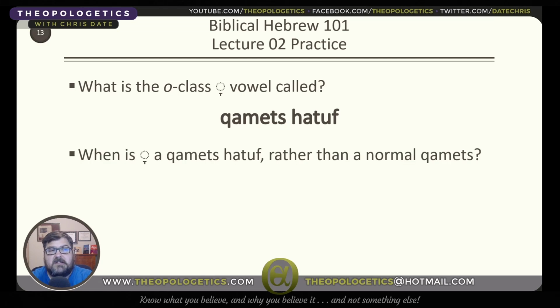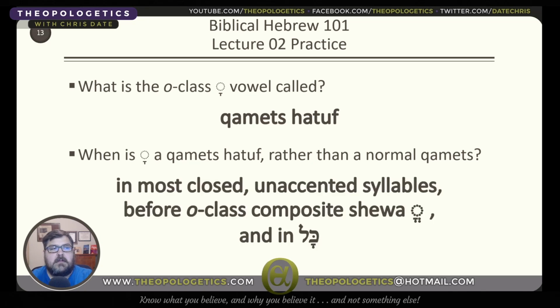When is this vowel sign, this nikuda, a kametz chatuf rather than a normal kametz? Another way of asking this question is, how do you determine when you see this particular marking whether it's the kametz in the A class or the kametz chatuf in the O class? There are a few rules for figuring this out. One is, in most closed unaccented syllables, this nikuda is a kametz chatuf.